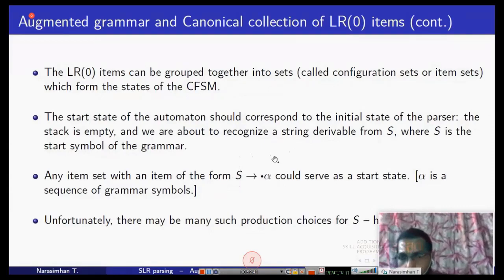So this could be taken as the initial state because you have the dot at the left end. So you are just going to read a string derivable from alpha. Okay? So if it is successful, you can say that the string is valid.